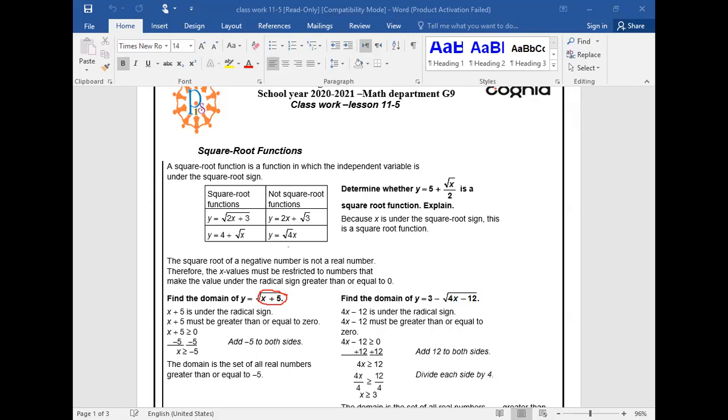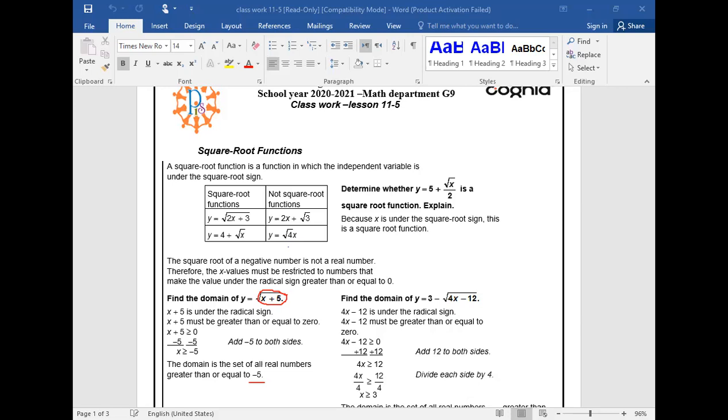We will solve the inequality. We can add the additive inverse to both sides, or another way to say it is that you transfer 5 to the opposite side with a different sign. Then the domain is the set of all real numbers greater than or equal to negative 5. Then again, how can we calculate the domain? We take the expression under the radical sign, put it in an inequality more than or equal to 0, and then solve the inequality. Now the domain is the set of all real numbers greater than or equal to negative 5.